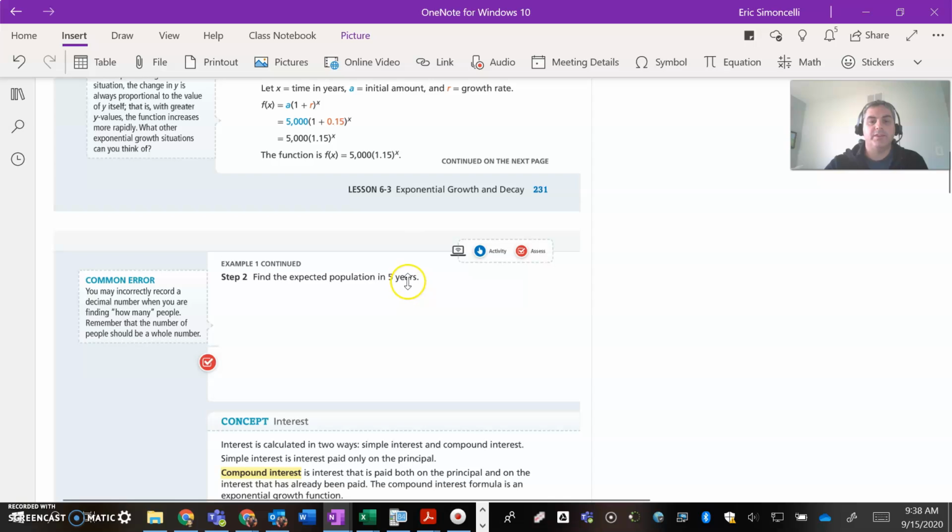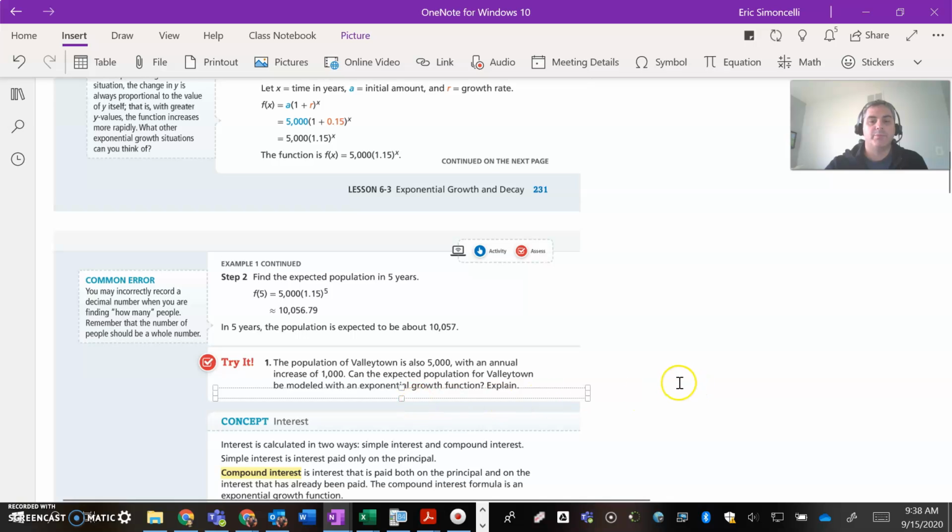Step 2, find the expected population in 5 years. Now that we have our model, look at the next step. We can plug in or substitute 5 in for x. So f of 5 equals 5,000 times 1.15 to the 5th power. If you do this on your calculator, that ends up being 10,056.79. In 5 years, we'll round it up to an expected population of about 10,057 people.